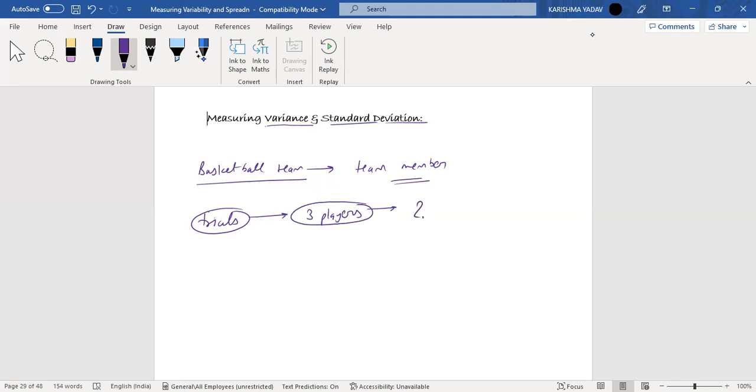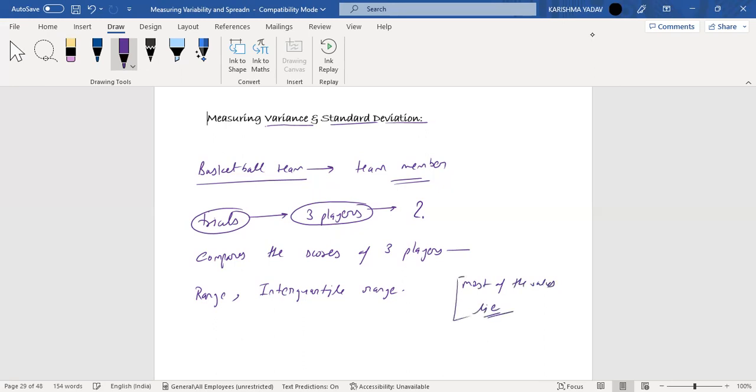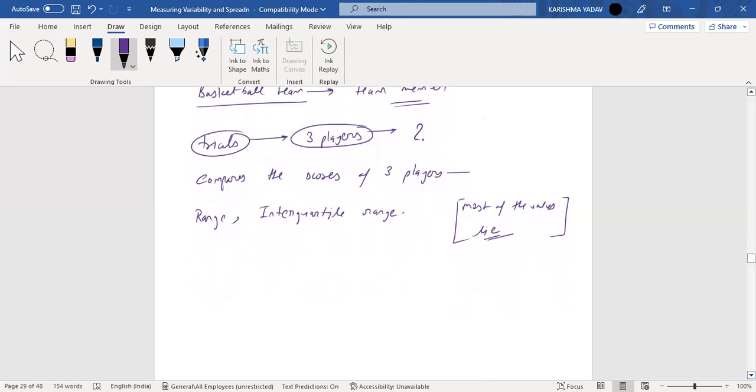That's the problem. And for choosing that one player, we have to compare the scores of these three players. For comparing the scores, we have used the concept of range and interquartile range. But the coach doesn't just need to compare the range of player scores. He needs some way of more accurately measuring where most of the values lie, to help him determine which player he can trust on game day. Now he needs to find the player whose scores vary the least. That's what the coach wants.